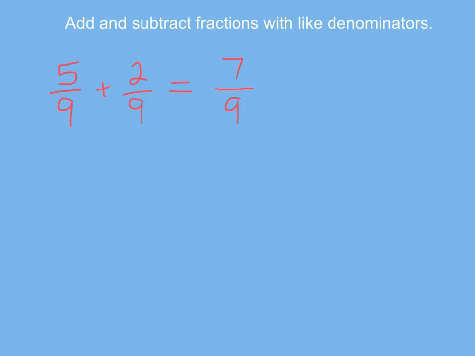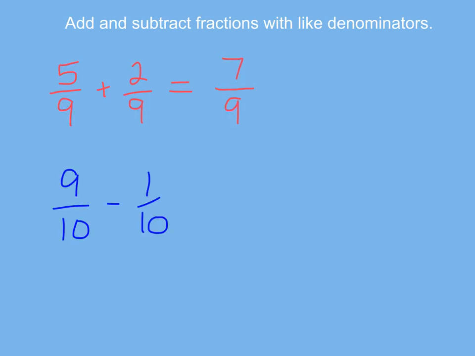A real world example, we could say something like this. If you flipped over 5 out of 9 cards, that would be 5/9, 5 out of the 9. And then you flipped over 2 more of those 9 cards. You've now flipped over 7 out of 9 total cards.